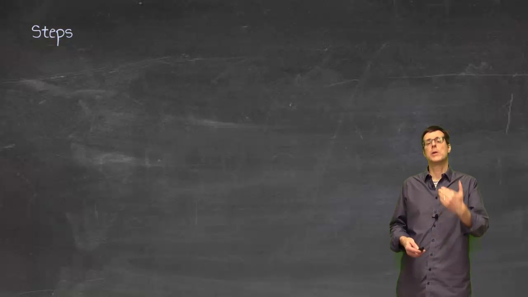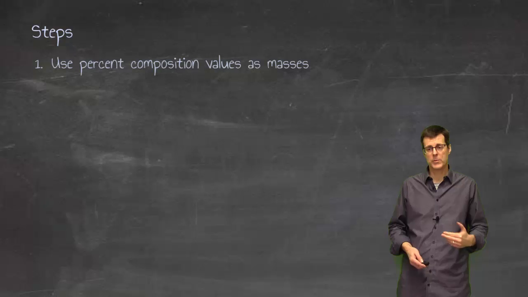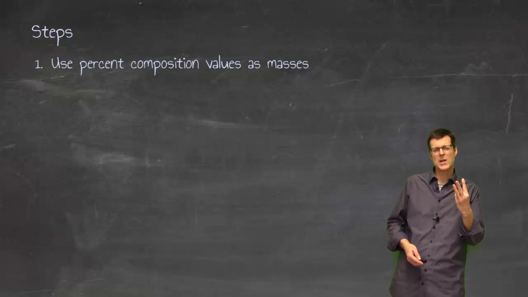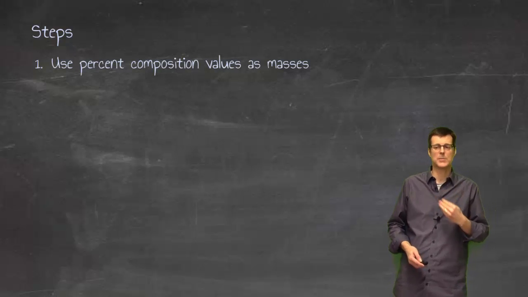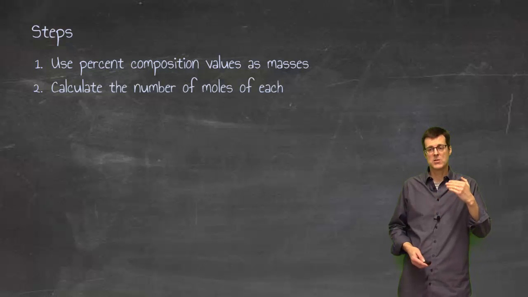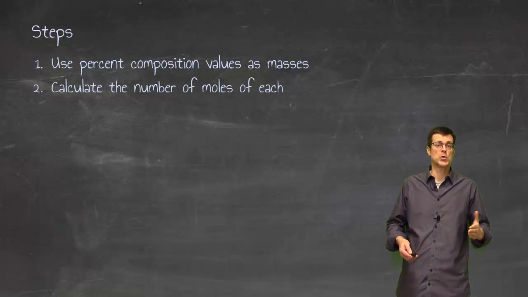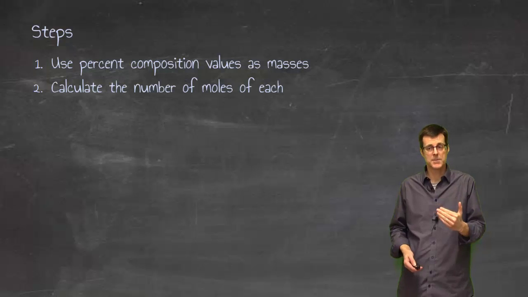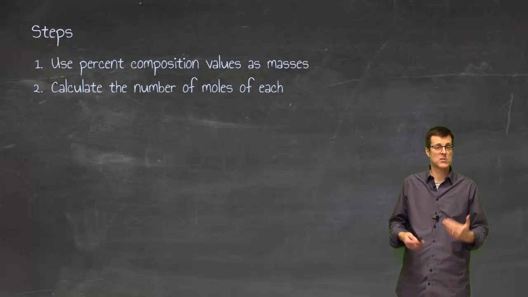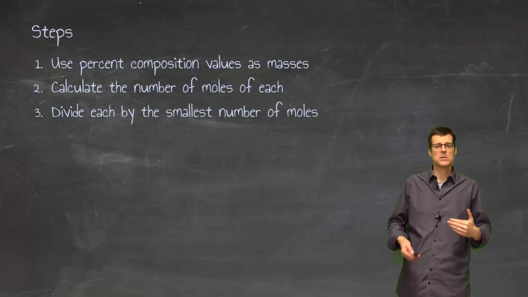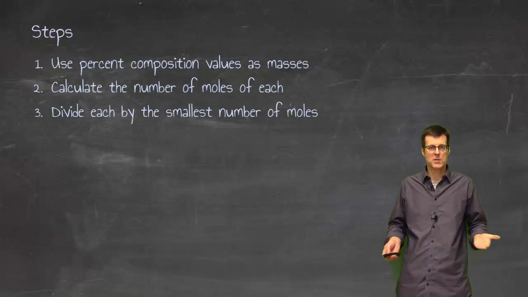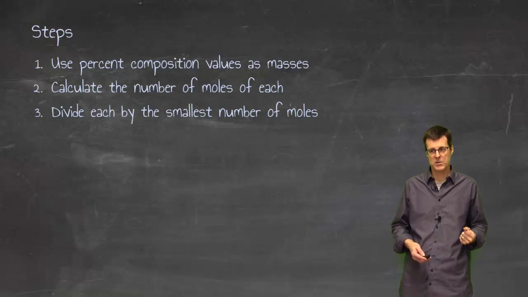Okay, we now want to know how to find the simplest formula. We're going to go through 4 steps: 3 steps all the time, a 4th step some of the time. The first step is to use the percent composition numbers, which you will be given as masses. Second step is to turn those masses into moles. Third step is to divide all of those numbers of moles by the smallest number of moles.